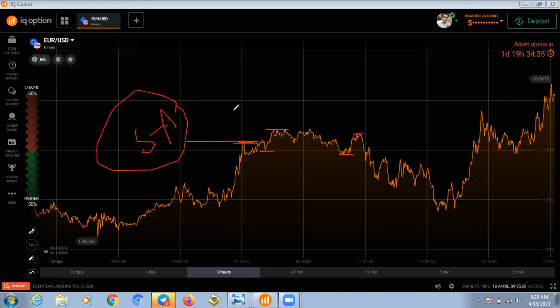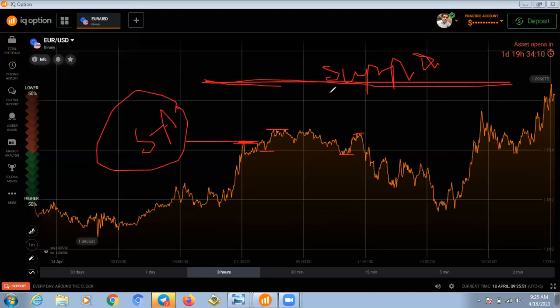This area can be denoted with this line. For understanding, we denote this area by this line, and this line is called support or resistance. That's why we plot these levels in the chart, to identify the areas of the buyers and the sellers. This line shows us support and resistance.